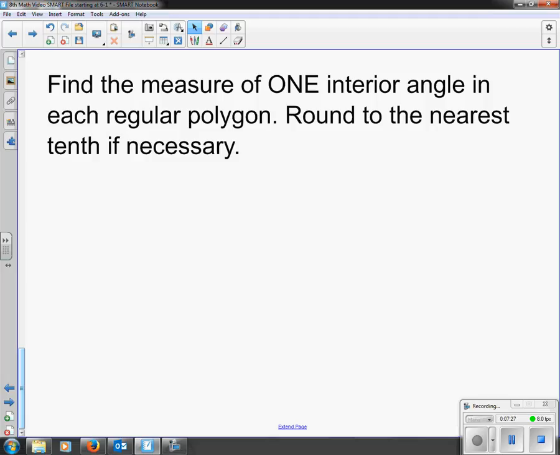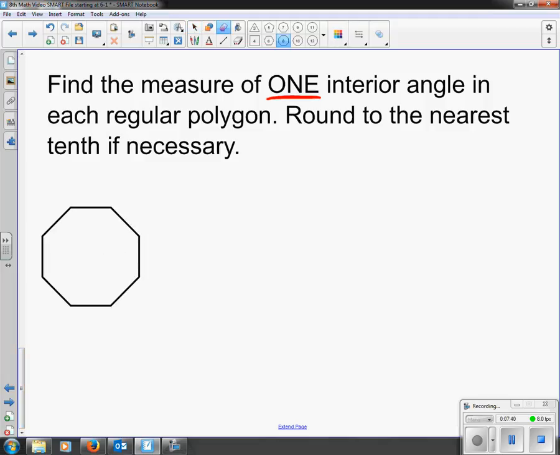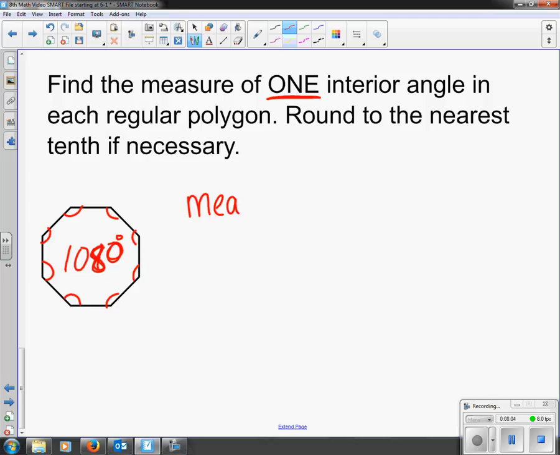Now in theory, if you're given the total measurement, but you want to know the measurement of one of those interior angles inside, what would we do? Well, let's bring back the octagon. We just did this octagon, and we found the sum of all the interior angles. If you add them all up together, it was 1080. That is the measure of all the angles together. But what is the measurement of one angle?